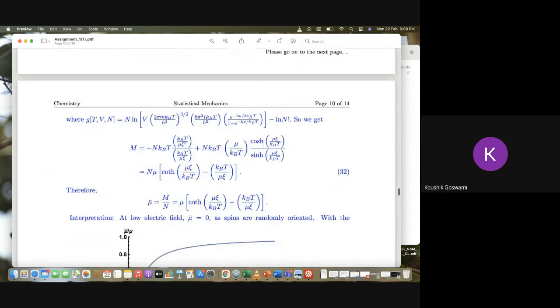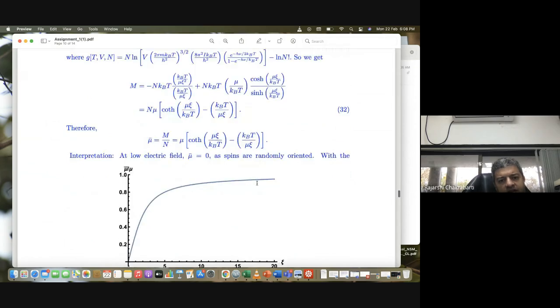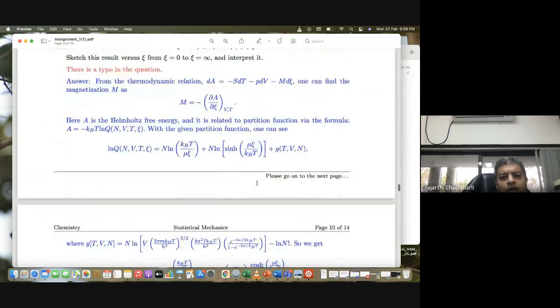See, let me tell you, this is your partition function, no? And then you can do this math. It is not a difficult thing to do. You should be able to do it. What was your problem? This is the problem I think you had, no?